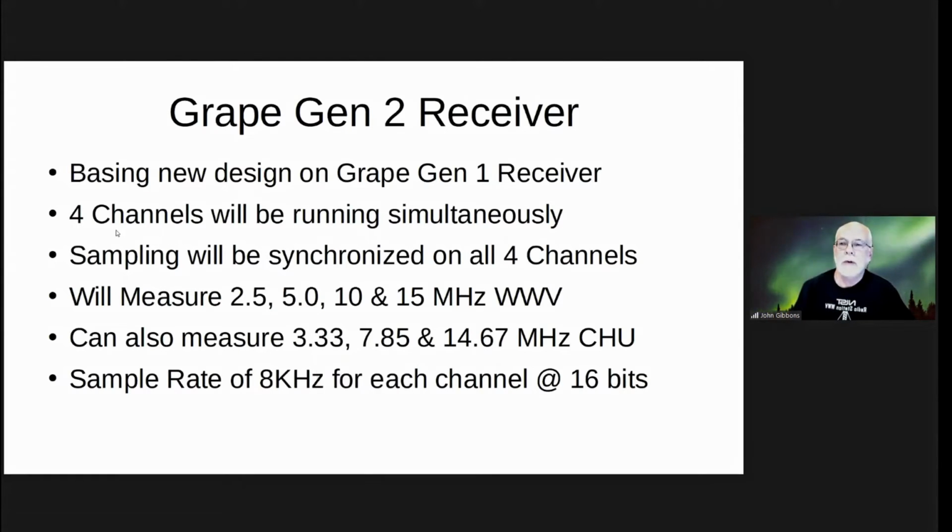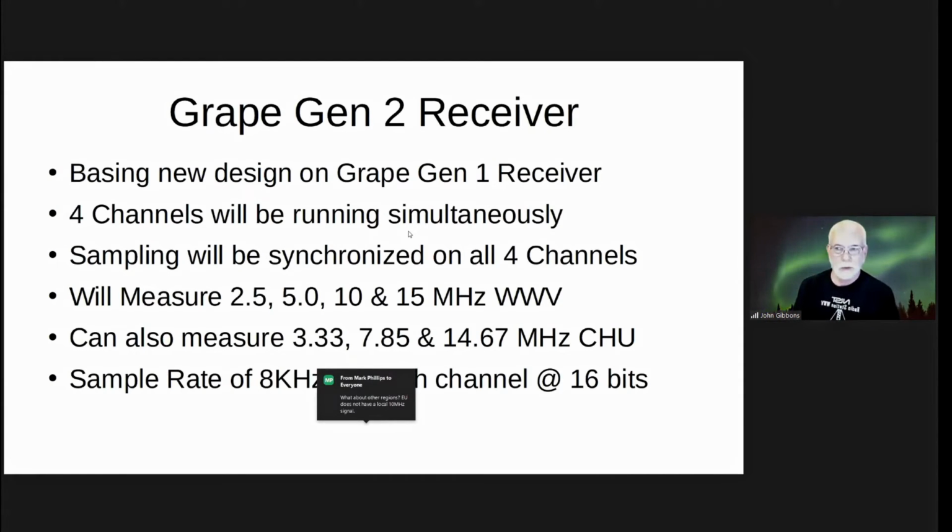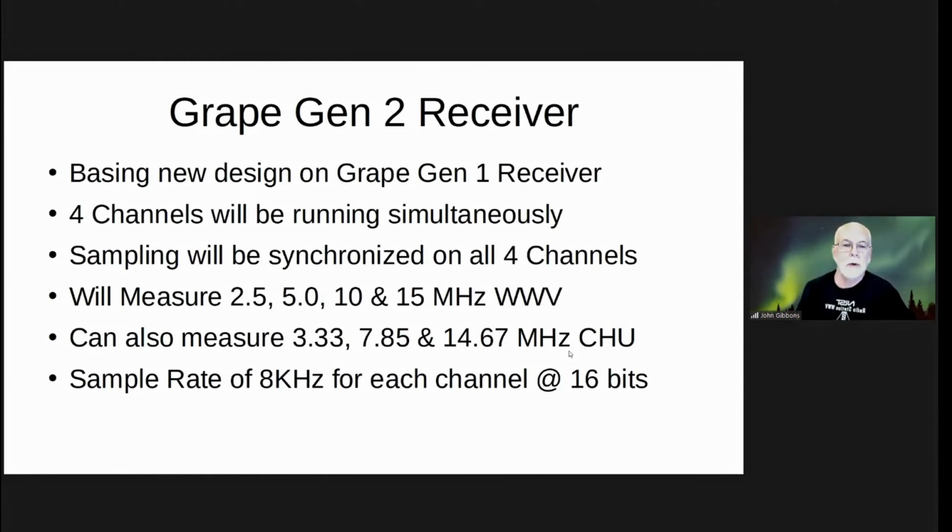The next generation Grape is going to have 4 channels. They're all going to be sampled simultaneously on a clock that's generated by the GPS-DO that John Ackerman just talked about. We will be measuring 2.5, 5, 10, and 15 megahertz simultaneously, although you have the option of measuring the WWV or CHU channels as well. And the sample rate is going to be 8 kilohertz for each channel at 16 bits.